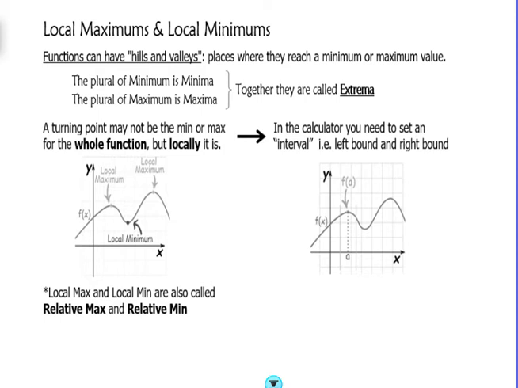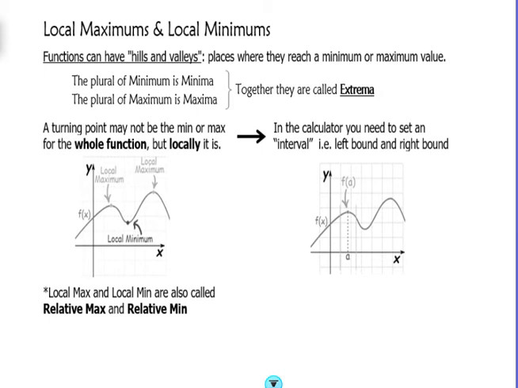Alright, locate your notes, local maximums and local minimums. Functions have hills and valleys, places where they reach a maximum or minimum value. The plural of minimum is minima. The plural of maximum is maxima. Together they are called extrema. A turning point may not be the min or max for the whole function, but locally it is.